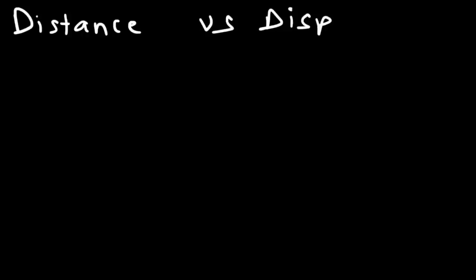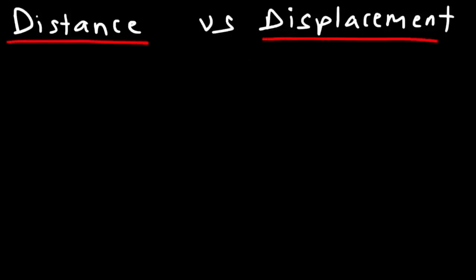Now, many of you out there are very familiar with the word distance. When you think of distance, or when you hear the word distance, what do you think of? I think of how far something has traveled. So let's say the distance between one city to another could be 100 miles. And so it's the difference between 2 points. Now, displacement is very similar to distance, but displacement encompasses direction as well. Direction is important for displacement.